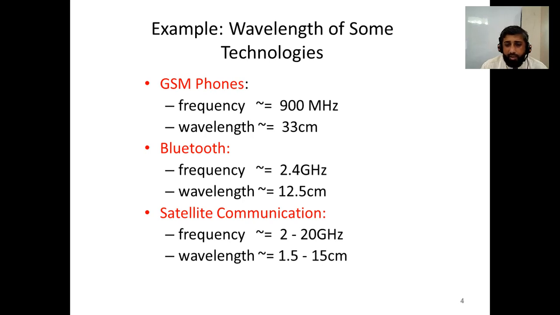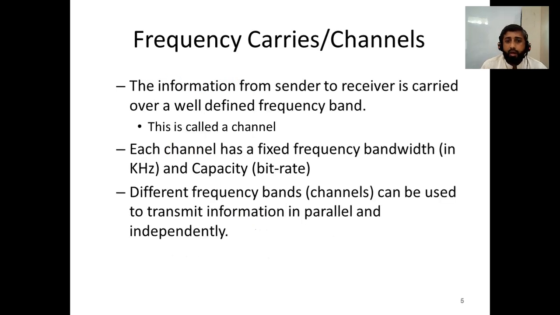Similarly, for satellite communication systems, the typical frequency band that is being used for satellite signals is from 2 to 20 gigahertz. Different satellite systems use different frequencies. So the wavelengths for those frequencies are in the range of 1.5 to 15 centimeters. Okay, so this was a basic review of what we already know.